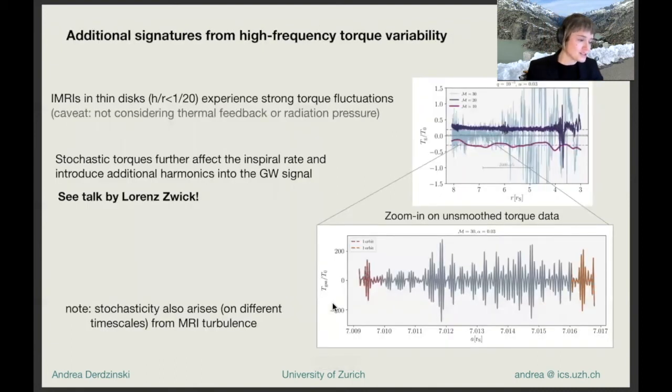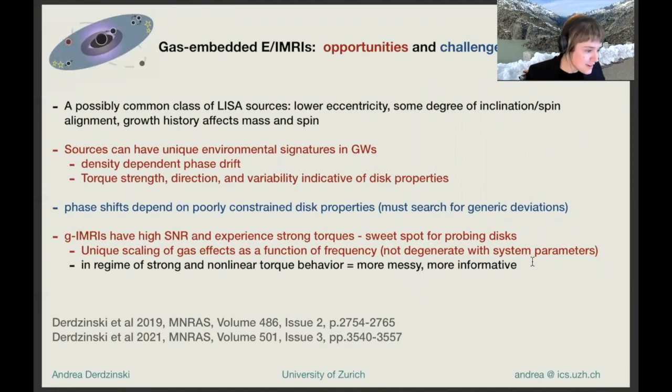Another project that's going on is by Lauren Zwick, who's a PhD student here as well. He has been doing great work assessing the possible additional signatures that you might get from torque variability. It turns out that having some additional variability in torque may lead to additional dephasing or deviations in the gravitational wave inspiral that can also be indicative of torque properties. This can also lead to other interesting things. I just encourage you to check out Lawrence's talk. It's very interesting.